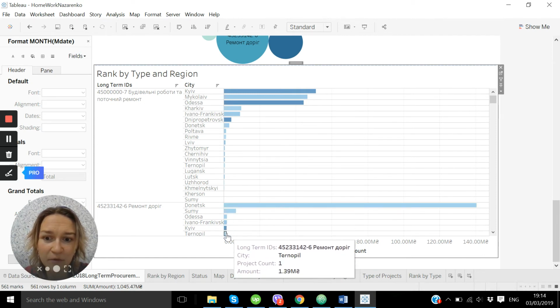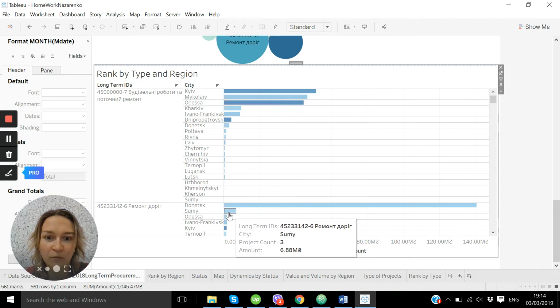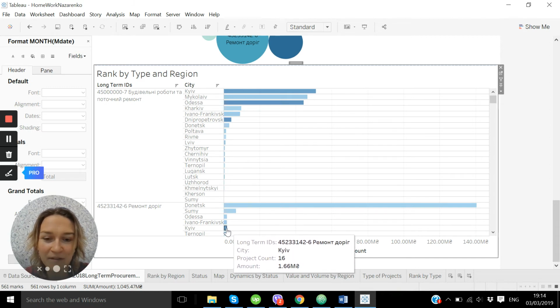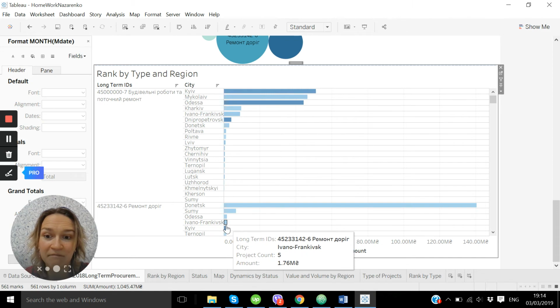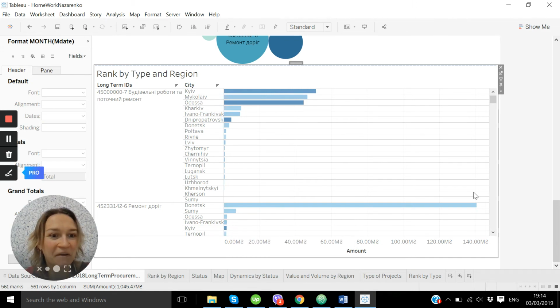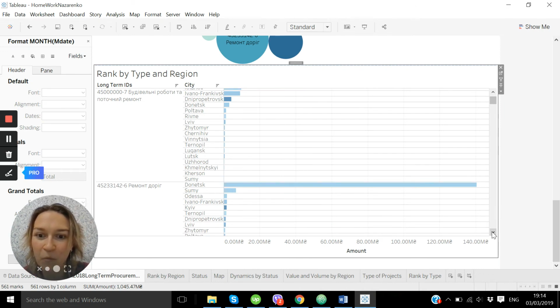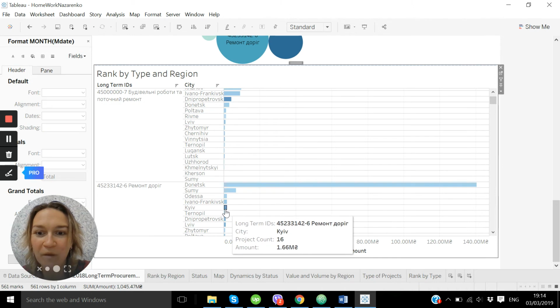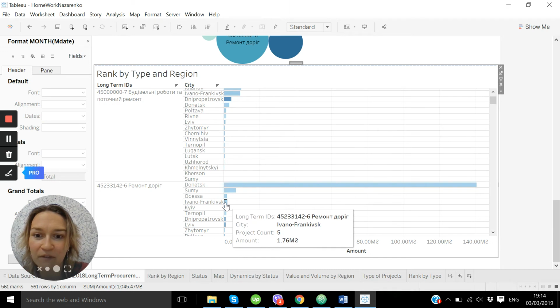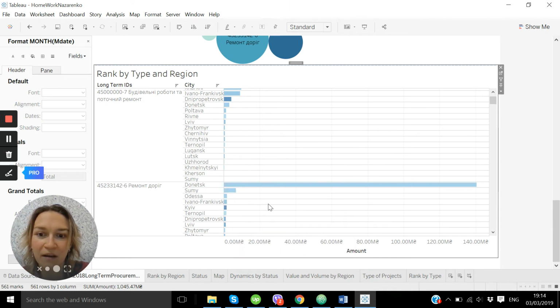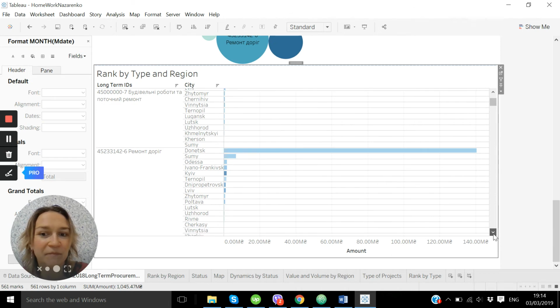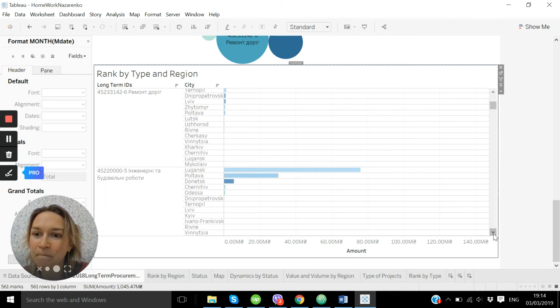Even though we have the biggest amount of projects, in terms of money Kiev spent even less than Sumy. That's also interesting, and less than in Odessa and in Ivano-Frankivsk. I would say that this number is interesting for me to explore more. It may be because Kiev already had quite good roads compared to other regions, so there is no need for such big investments already. But yes, it might be interesting.